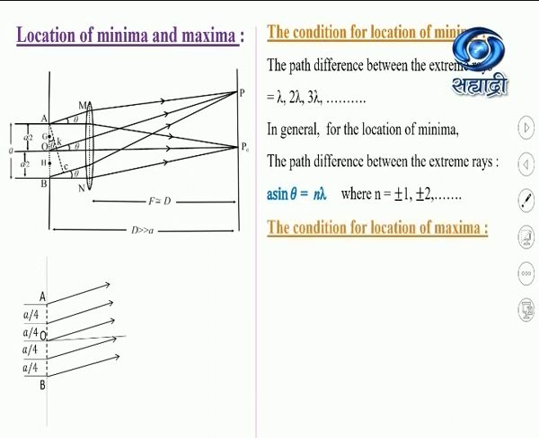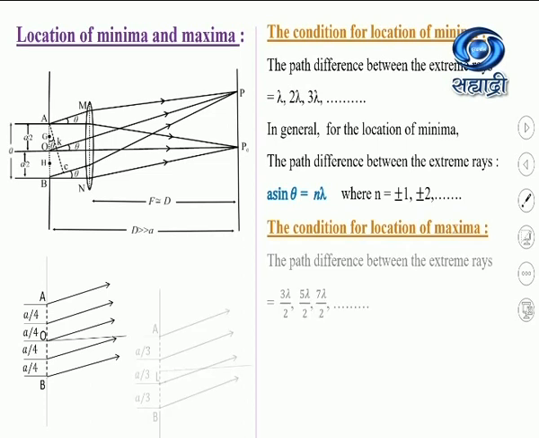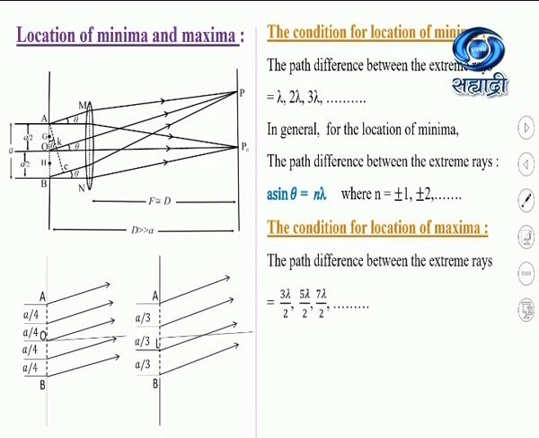Now these are the conditions for location of minima. Now let us see the conditions for the location of maxima. Maxima are located in between respective minima, and therefore for the location of maxima, the path difference between the extreme rays should be either equal to 3 lambda by 2 or 5 lambda by 2 or 7 lambda by 2 and so on. Now we consider the first case where the path difference is 3 lambda by 2.